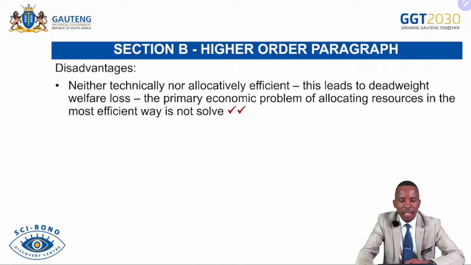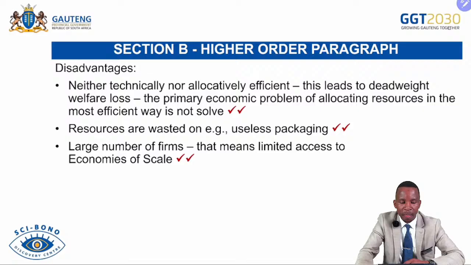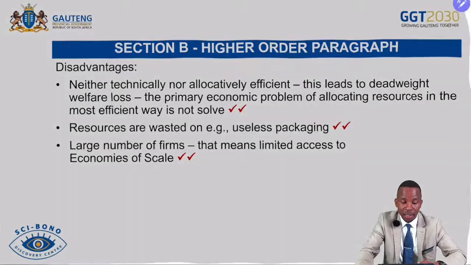Disadvantages. Neither productive nor allocative efficiency. This leads to deadweight welfare loss. The primary economic problem of allocating resources in the most efficient way is not solved. Resources are wasted, e.g., used on packaging, where they try to have that smart packaging. Large number of firms, that means limited access to economies of scale, because there are many firms that are supplying differentiated products that are satisfying similar utility.